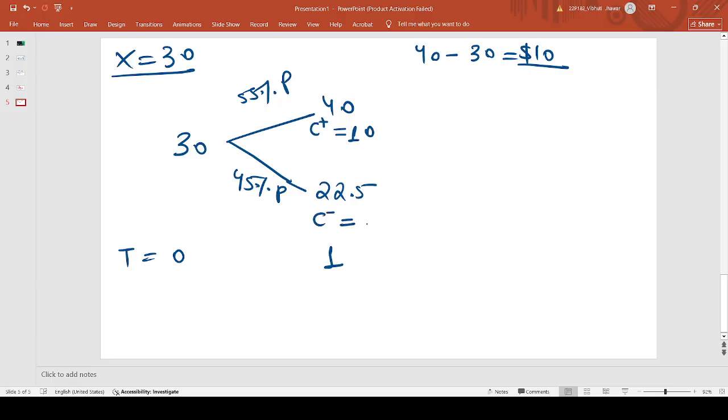Here at C minus, what is the payoff? The market is giving you the stock at 22.5. The option is giving the stock at 30. We will not exercise the option, and hence the payoff is 0. There is no negative here because obviously we are not exercising the option, so the payoff will be 0.